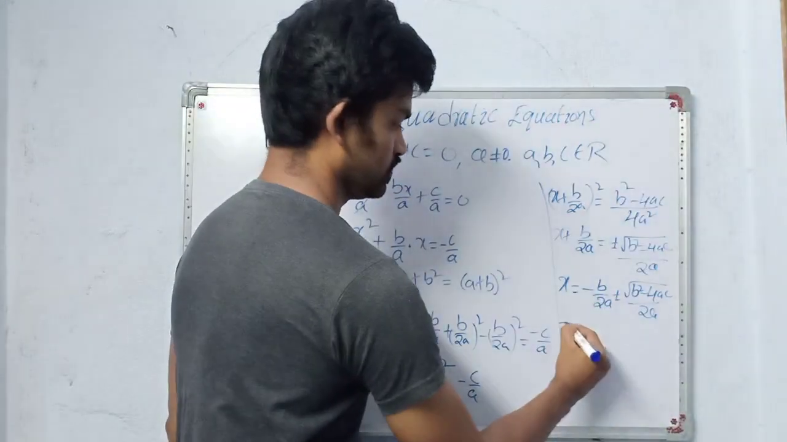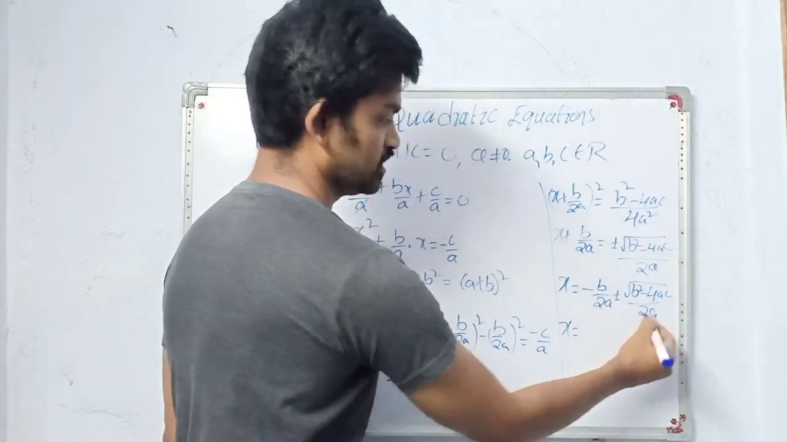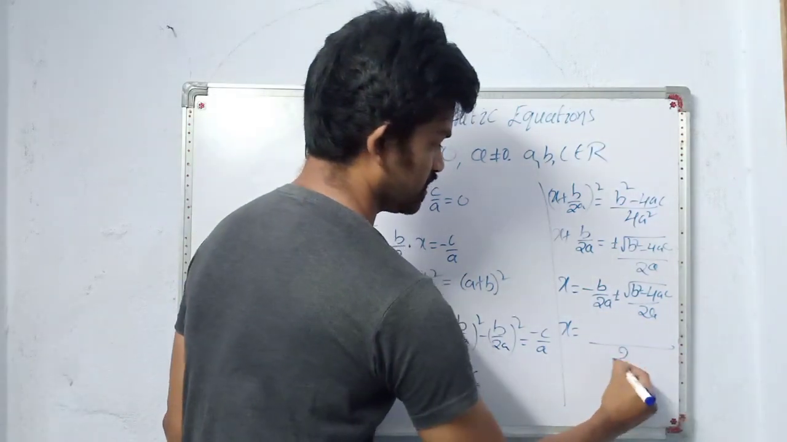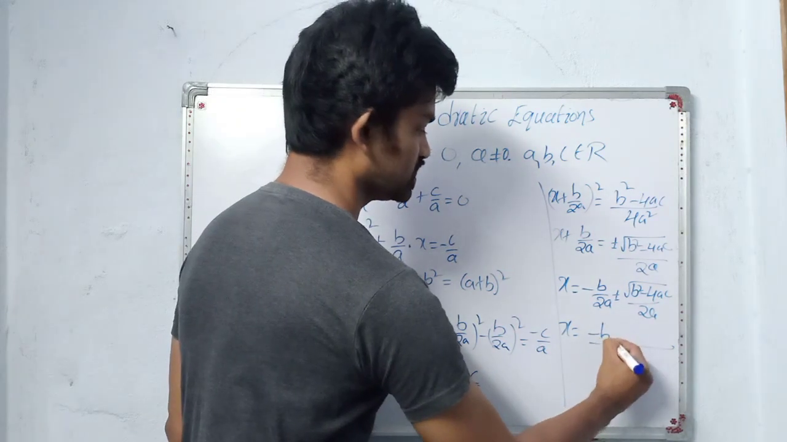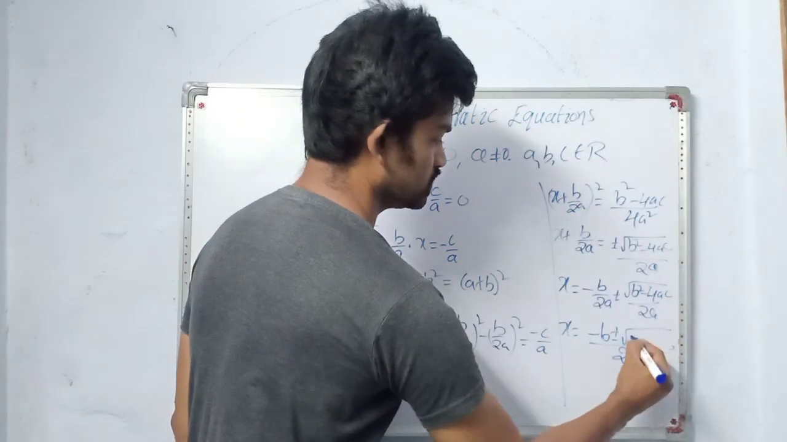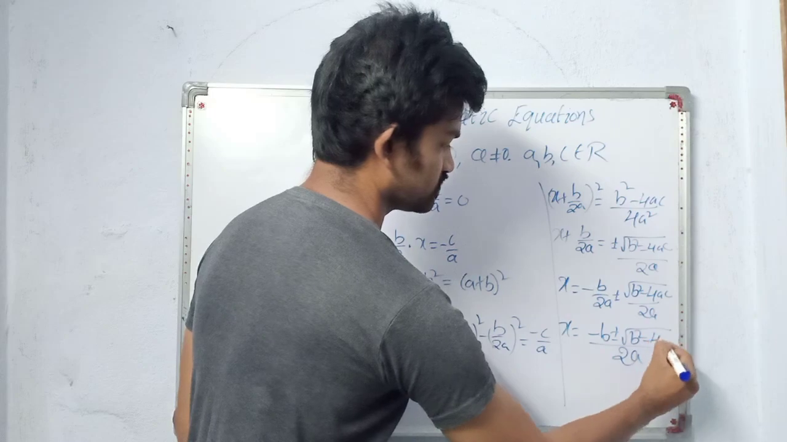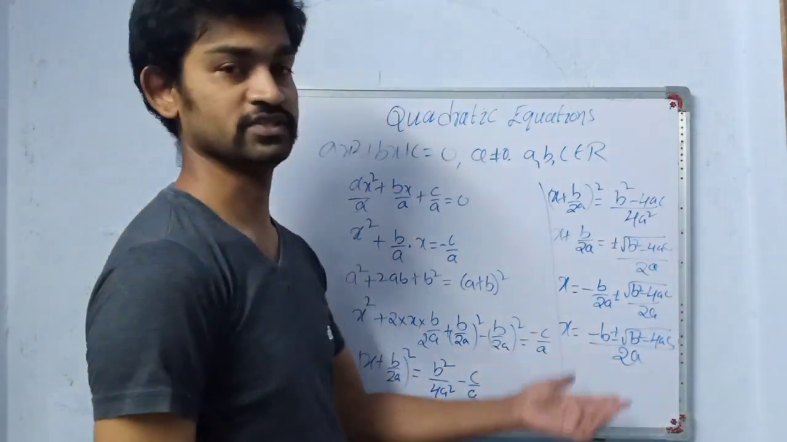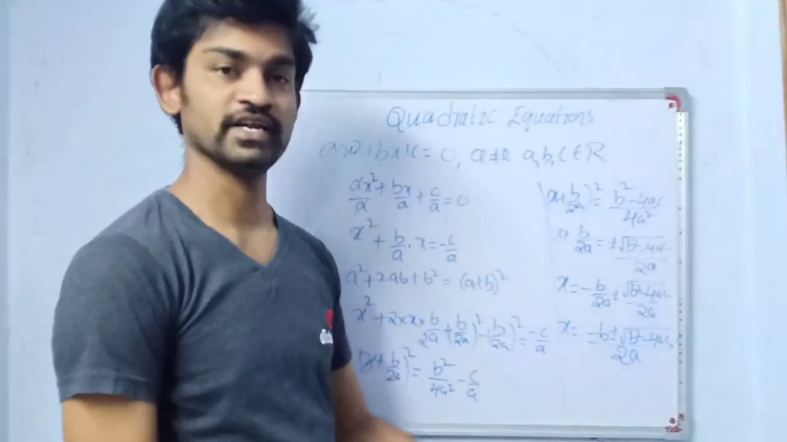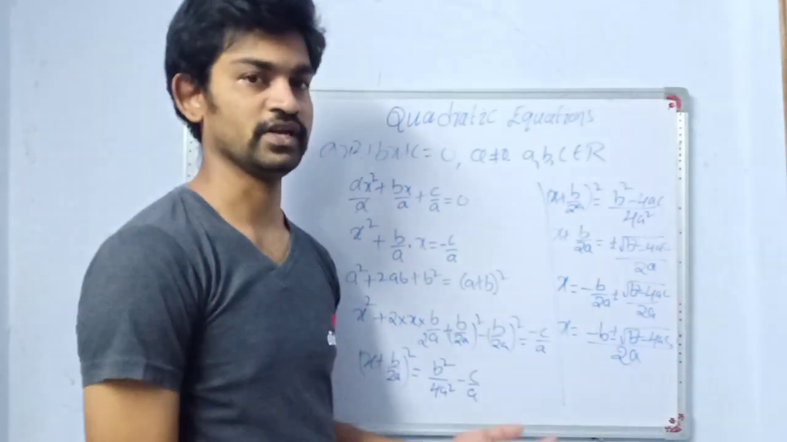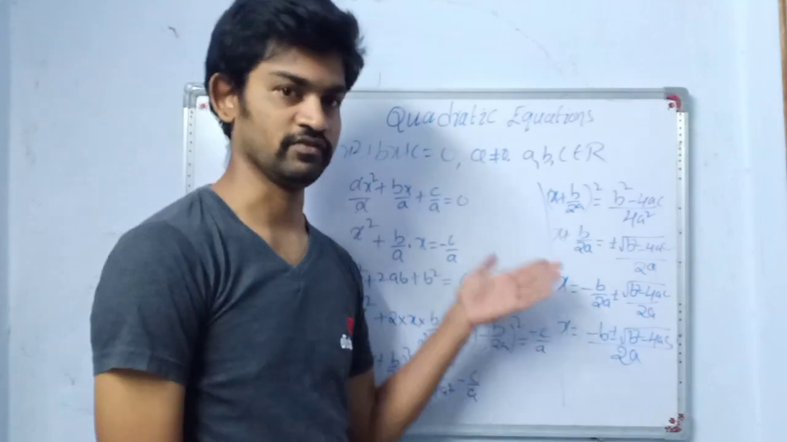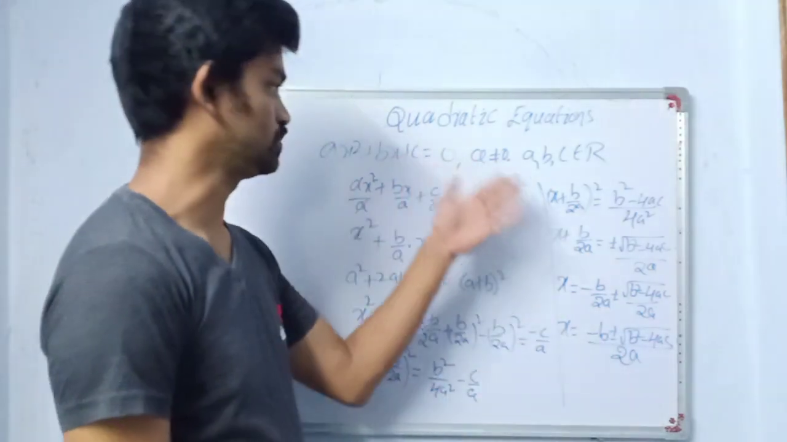Now for the x value, see here, the denominator is the same. So we can write a common denominator, that is 2a. So x is equal to minus b plus or minus root over b square minus 4ac, by 2a. So this is the proof of the quadratic formula. Now by using this formula, we will see how to find the roots of quadratic equations.